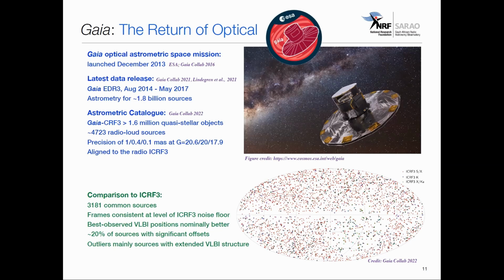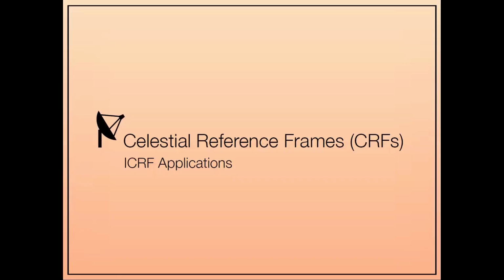In terms of the precision of Gaia for the brighter Gaia sources, it's around 100 microarcseconds, which is comparable to what we get in VLBI on average. But for the best observed VLBI sources, we nominally get better precision, around 30 to 40 microarcseconds. Okay, so that is Gaia.